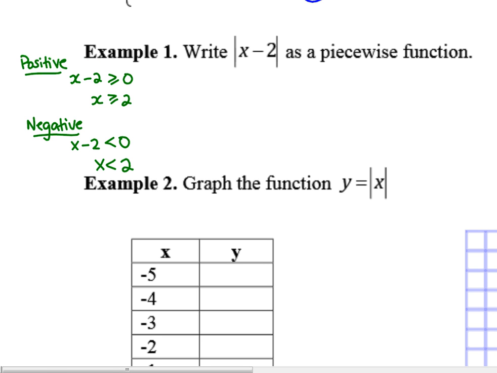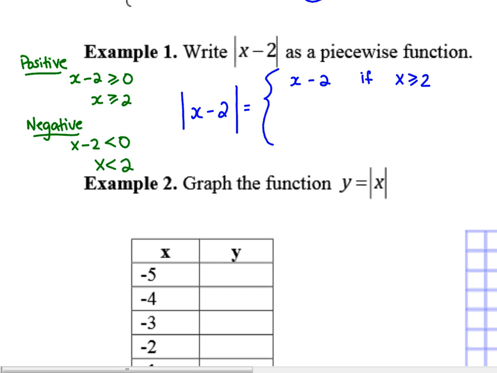Would you agree that any number less than 2 would make a negative inside the absolute value? Let's try 1. 1 minus 2, is that a negative? Yes. So how do we write the piecewise? We want to write the two cases. If it's positive, do you need the absolute value symbol? No, so you would just drop it. It equals just x minus 2 if x is greater than or equal to 2.